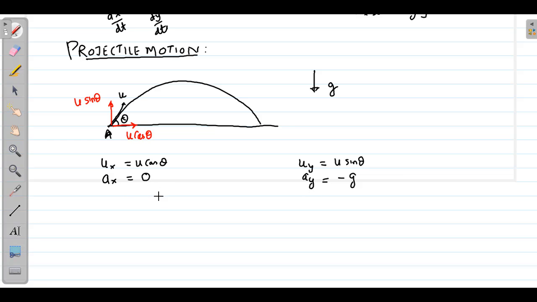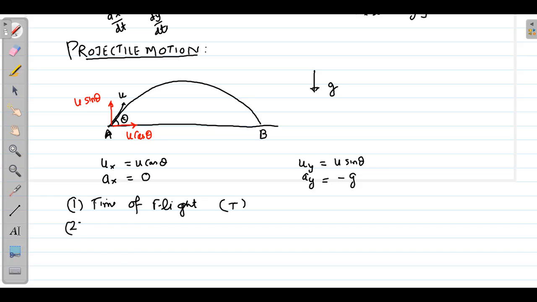With these values, we have to find some definitions and values. Number one, time of flight. Time of flight is the time taken by the projectile to reach from point A to point B. That is, it is the time for which the projectile remains in air.